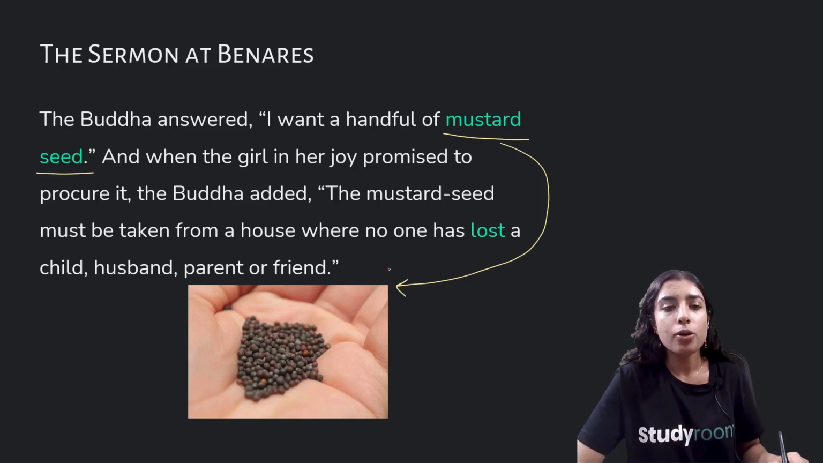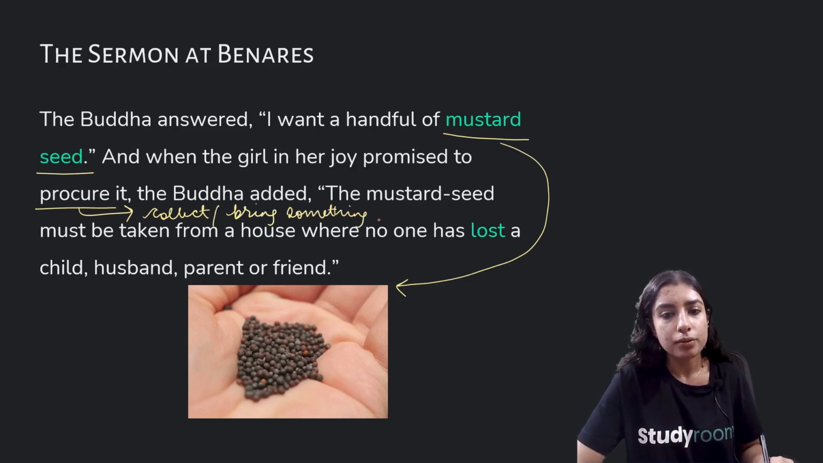And when the girl in her joy promised to procure it, procure means to collect or bring something. "The mustard seed must be taken from a house where no one has lost a child, husband, parent, or friend." So, even though the woman agreed, she was put through another demand, wherein the mustard seed had to be brought from a house where nobody has lost a child, husband, parent, or friend. That is, nobody should have died in that house.